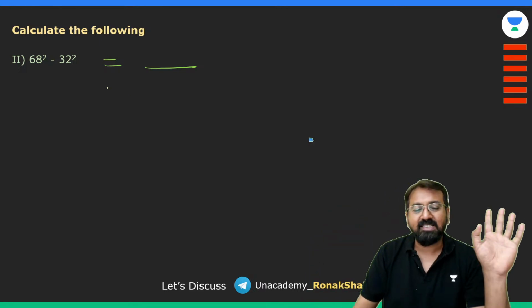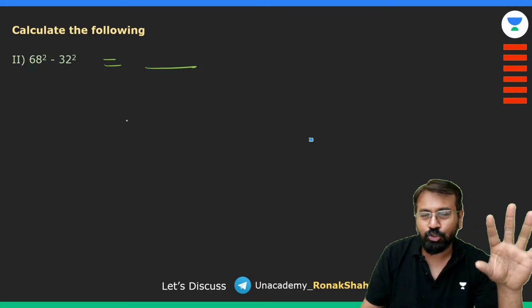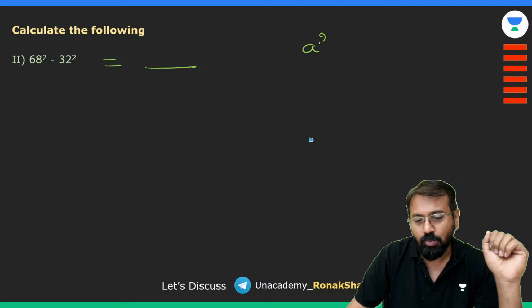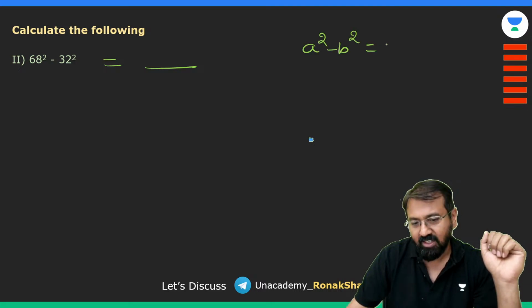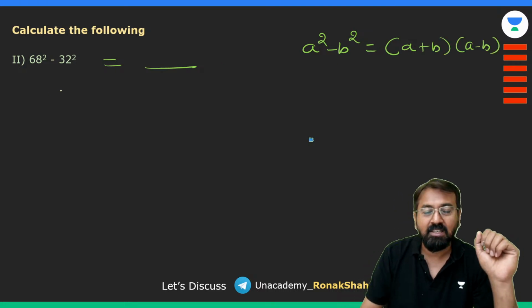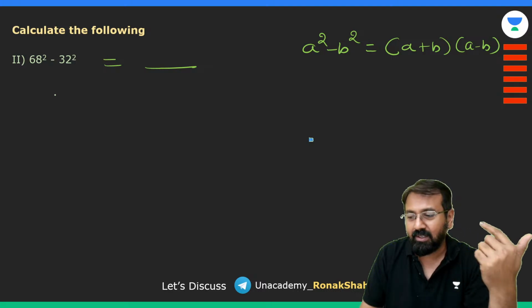Now guys, please understand, this question will not be solved in the regular way. Here we can use something called a square minus b square. So what is a square minus b square? A plus b into a minus b. Isn't this better, guys? So sometimes you will have to act a little smart.